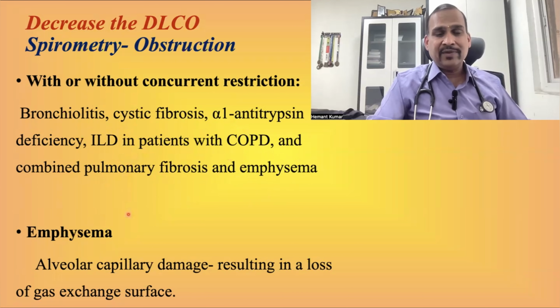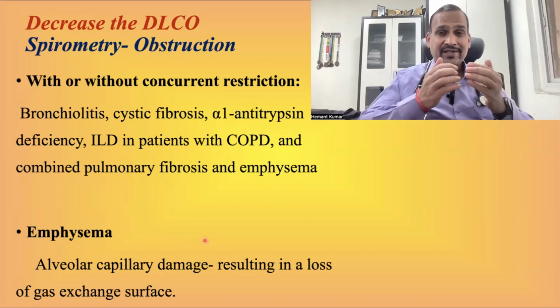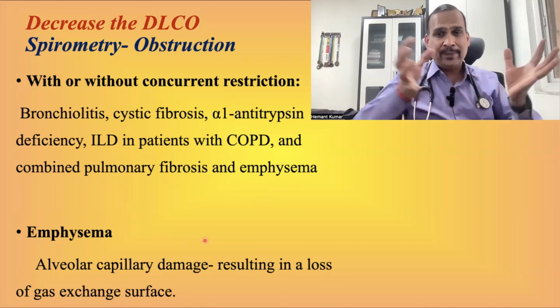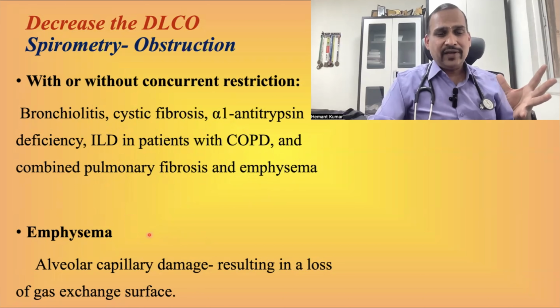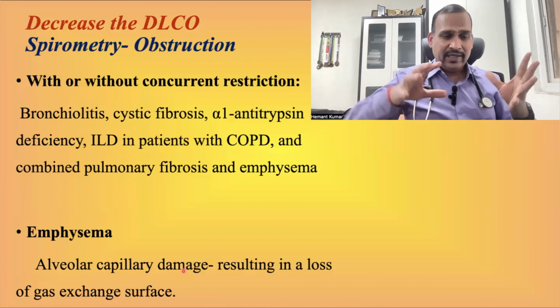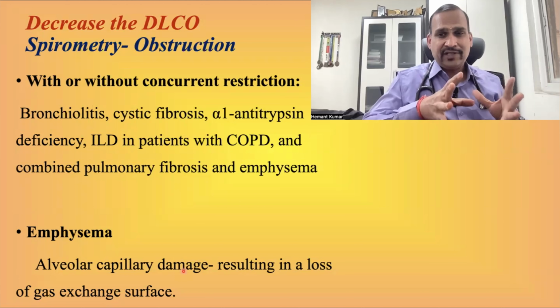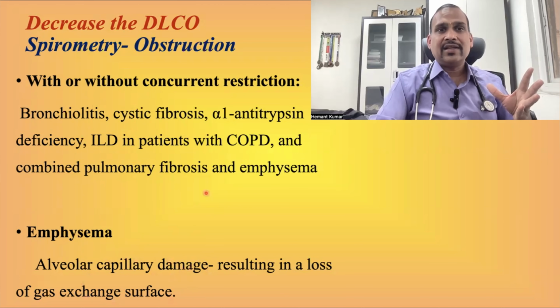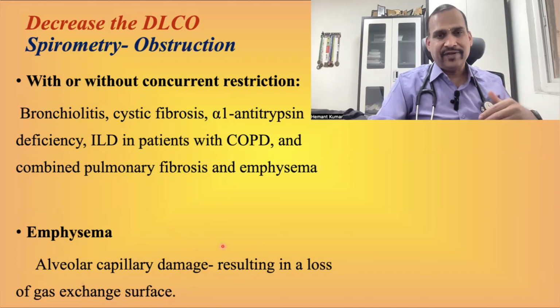What happens in emphysema? In emphysema, there is reduction in surface area because of alveolar hyperinflation. Because of alveolar hyperinflation, there is damage of the capillary membrane also. So the area which is damaged because of emphysema will have reduced blood supply also. It reduces DLCO in emphysema.